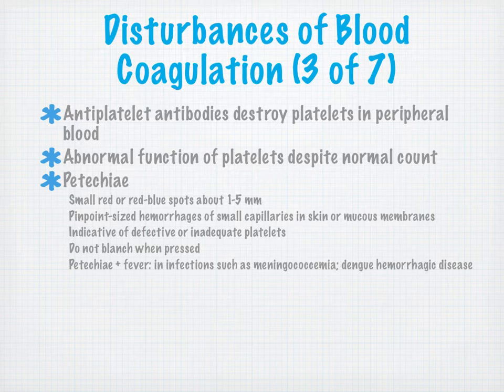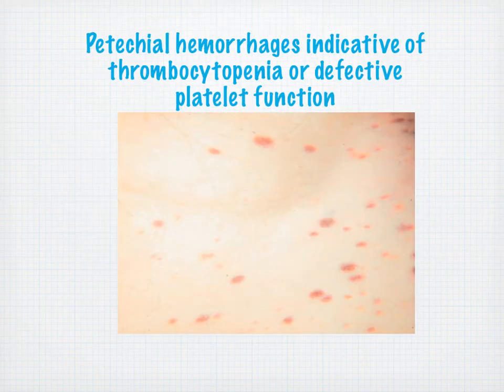They don't blanch when you press on them. And if you have petechiae in the presence of a fever, you should probably send your patient to the doctor. So there's a petechial hemorrhage, which is indicative of thrombocytopenia or some sort of defective platelet function. And the thing is here, kids get petechiae.